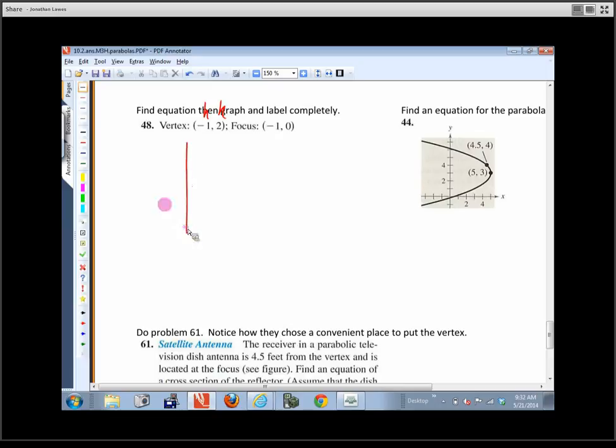It does. So let's think about this. If I go back 1 and up 2 to get to the vertex, and I go back 1 and don't go up or down and I've got the focus, this is what I've got right there. I've already started graphing this. Just from those two pieces of information, I can tell a whole bunch about this.